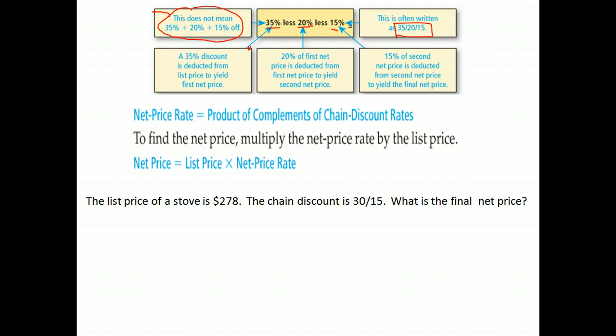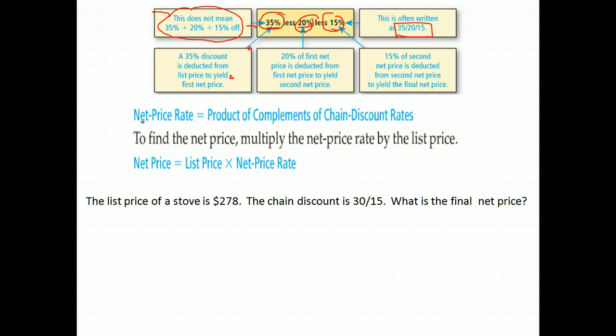Okay, so one way we could do this is take 15% off the original price, subtract it to find our new price. Then do 20% of that, subtract it to find our new price, and finally take 35% off, subtract to find our new price. But that takes a long time and it requires a lot of writing and concentration. So here is an easier way to do it.